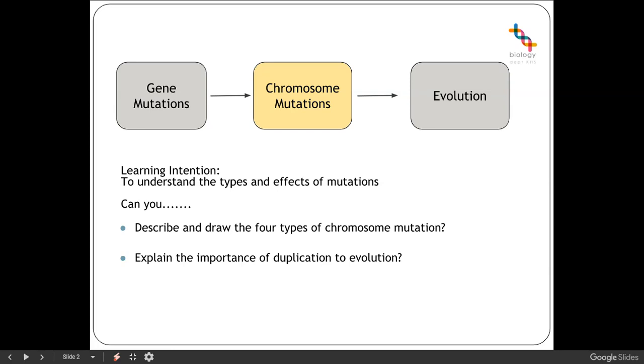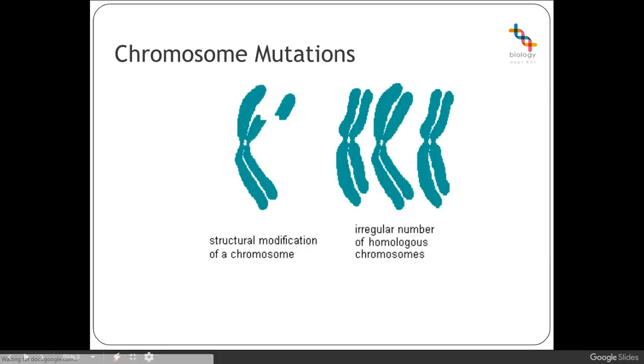So what you need to be able to do for this one is to describe and draw the 4 types of chromosome mutation, and you need to be able to explain the importance of duplication as a mutation to evolution. So chromosome mutations come in 2 main forms. You can either have the structural modification of a chromosome, so one chromosome is changed or modified somehow, or the number of chromosomes present in the cell is changed.